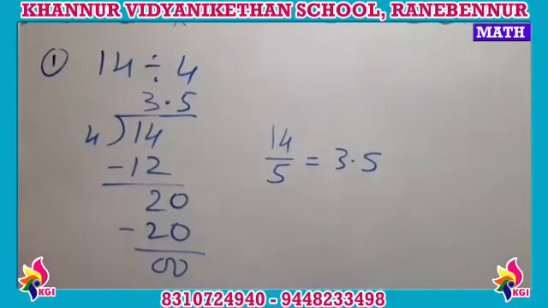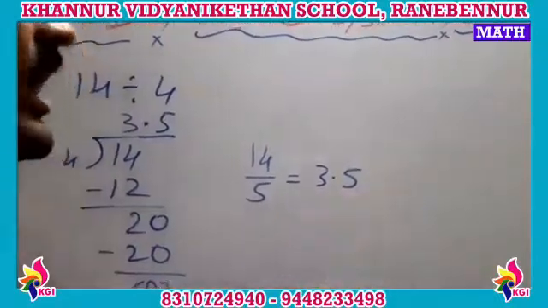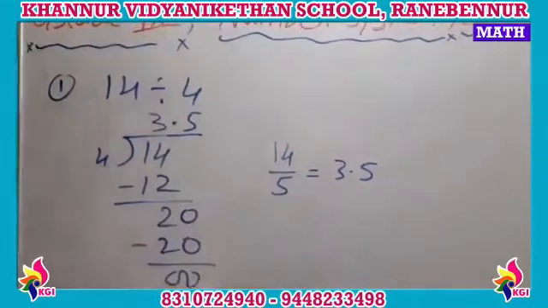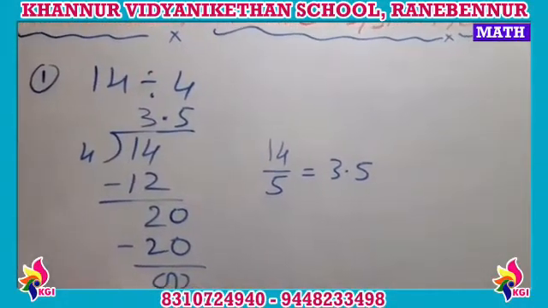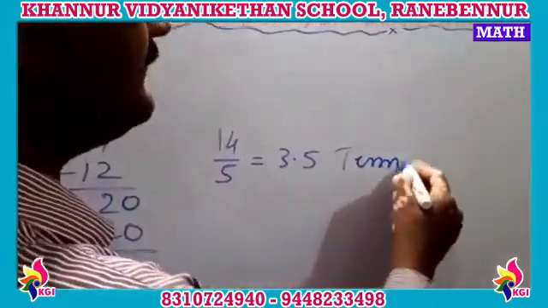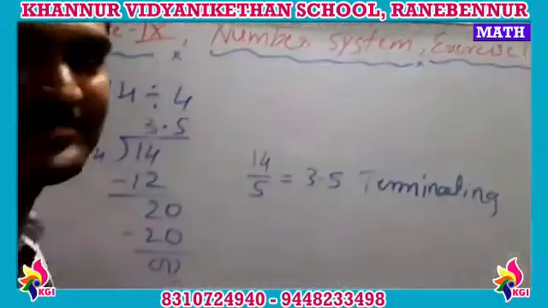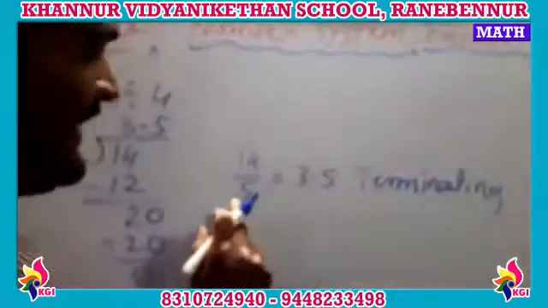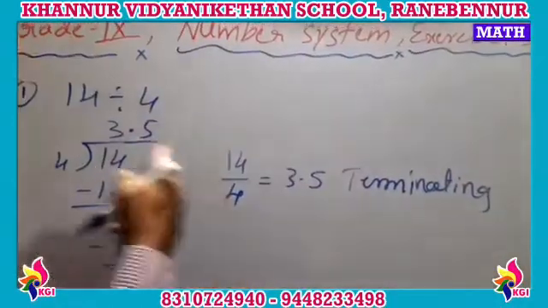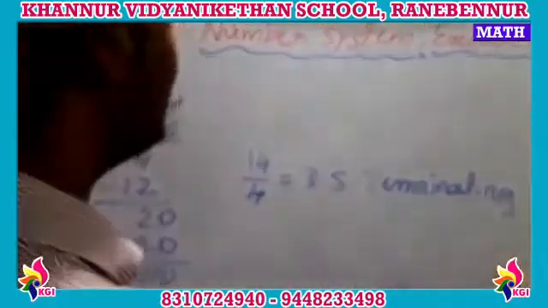Sir, what is decimal expansion? Here is a decimal number, no? It has been expressed, right? So it is called a decimal expansion. And the type of decimal expansion is terminating. Why? Because at the end, we got the remainder as 0. If we get the remainder as 0, then it is called a terminating decimal expansion. Children, see here, it is not 5, it is 4. While writing, you have to be very careful. 14 divided by 4 is 3.5. It is a terminating decimal expansion.